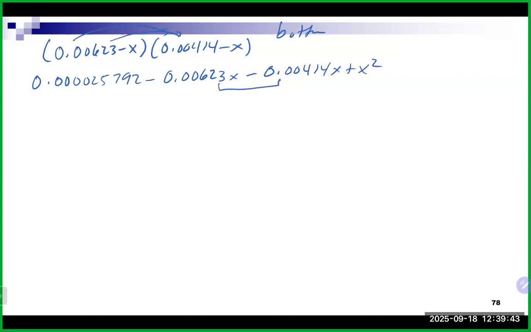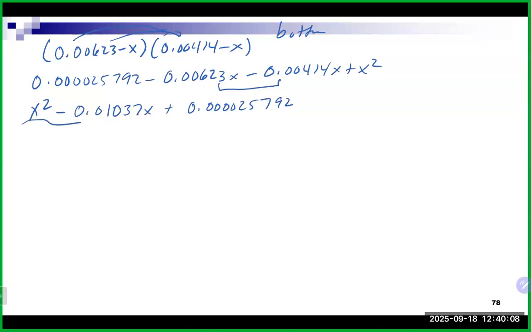Once again, combining those together will give us for the bottom x squared minus 0.01037x plus 0.0000... Really should use a little scientific notation, but oh well. I just feel like writing zeros today. So that's going to be the bottom there. All right, now I've got the top and I've got the bottom.